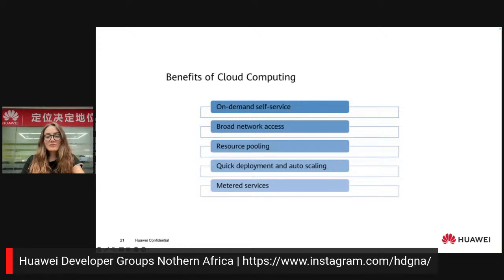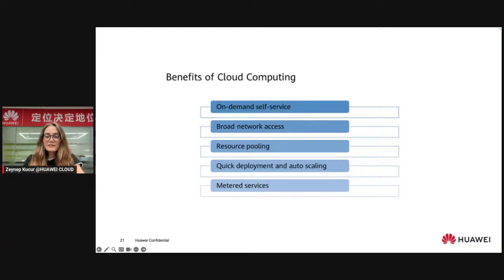And last one, metered services. Cloud services are charged based on the actual resources used by users, such as CPU, memory, storage capacity, and network bandwidth consumption. It can be charged by hour or yearly or monthly. If you select the hour option, you are charged by the hour you use.